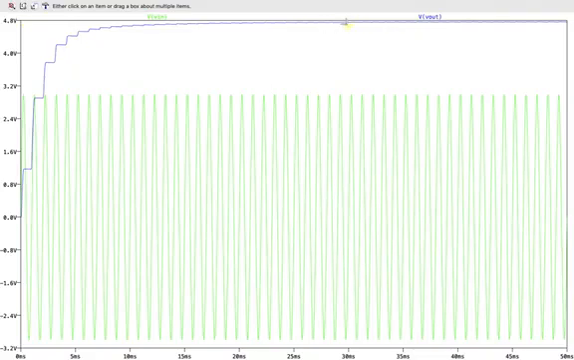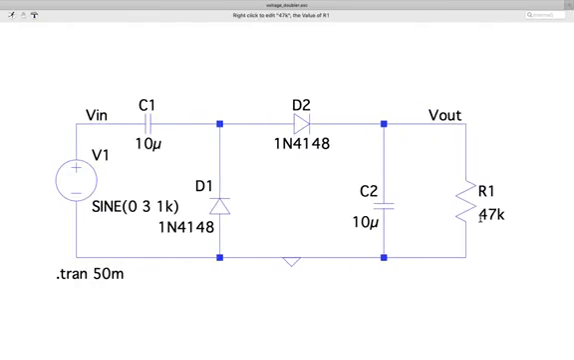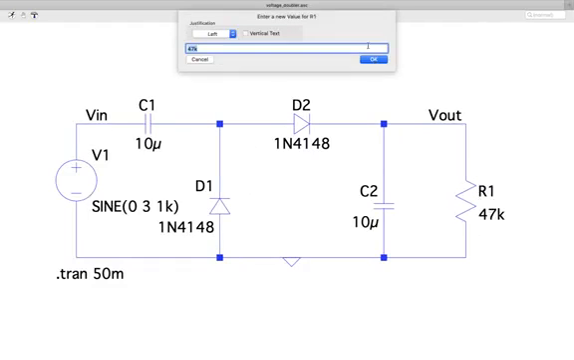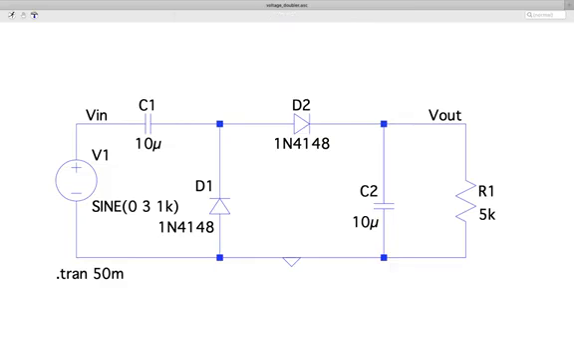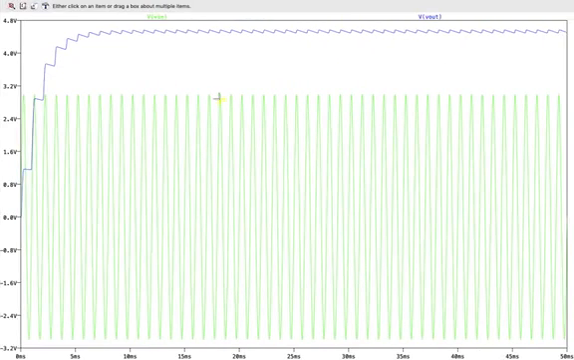However, you can also see a ripple here. This is the ripple voltage that you are asked to calculate. Whenever the load is very high, of course this ripple is very small. But as I have mentioned, whenever you make it a very small value, maybe around 5K, you can see a good amount of ripple here.